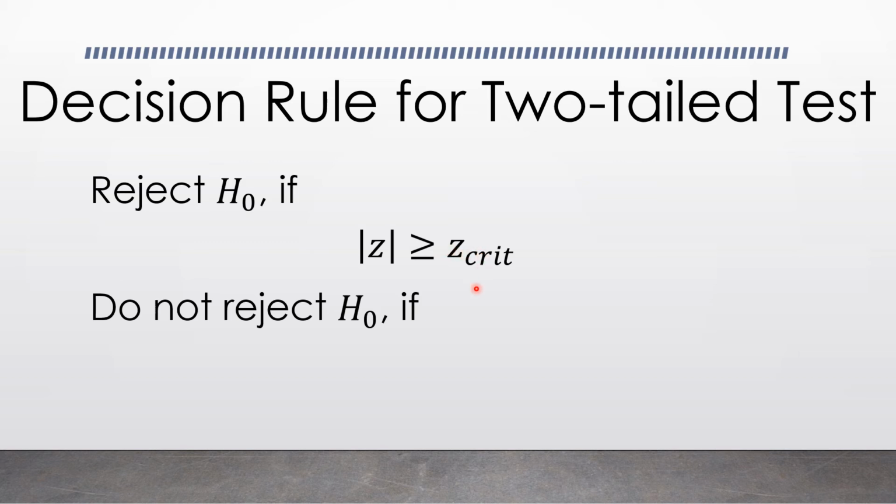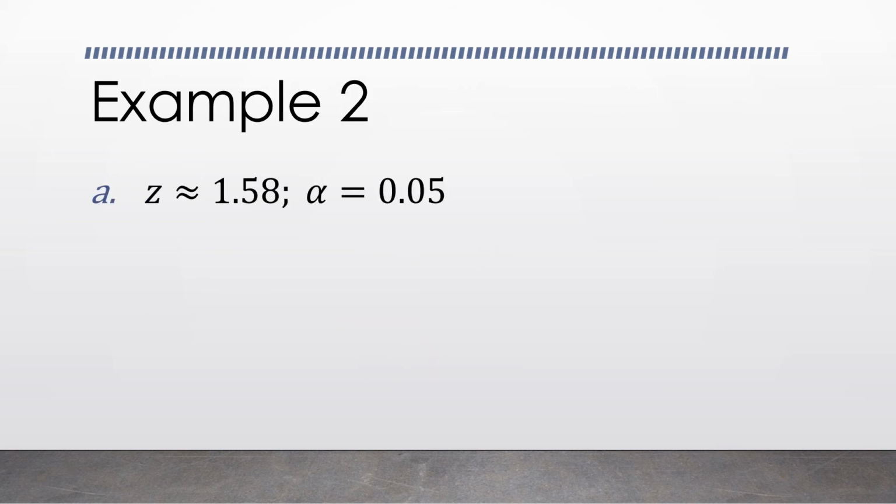And if the absolute value of computed z is less than the critical value of z, we do not reject the null hypothesis. So let us have these two examples. In the first one, z is 1.58 and we are given alpha as 0.05. For the second one, we have z as negative 2.85 and we are given alpha as 0.01.